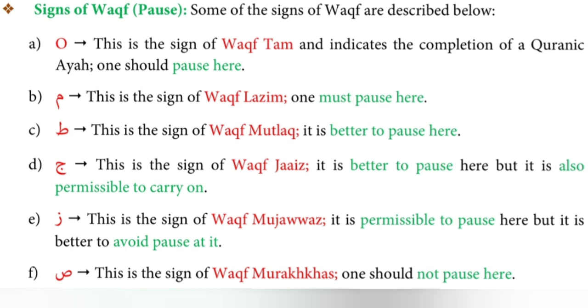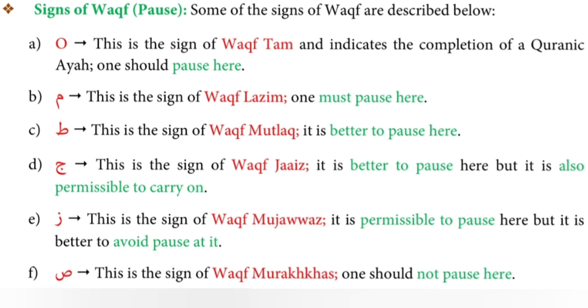Za. This is the sign of waqf mujawwaz. It is permissible to pause here, but it is better to avoid pause at it. So when you see a small za, the sign of waqf, do not do waqf. Read without waqf. Sod. This is the sign of waqf murakhas. One should not pause here. When you see a small sod as the sign of waqf, then do not apply the rule of waqf. Carry on reading without doing waqf.